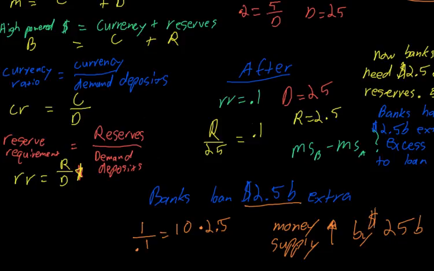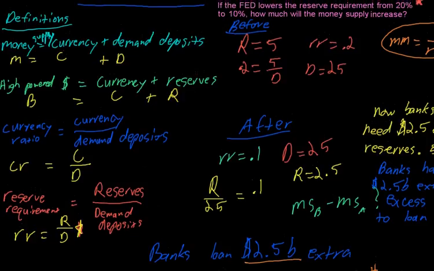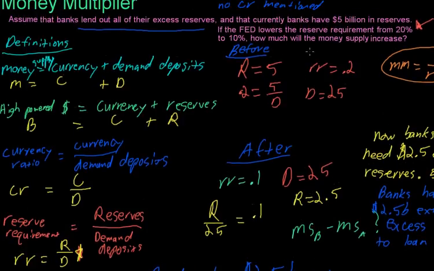So again, I'm just going to walk through the steps one more time. We use this formula over here, the reserve requirement formula, to figure out what the amount of demand deposits was in the beginning. That gets us D right here. So that's step number 1. Then we know that demand deposits, the amount of money in someone's checking account, is not going to change from before to after. So that gives us the demand deposits after.